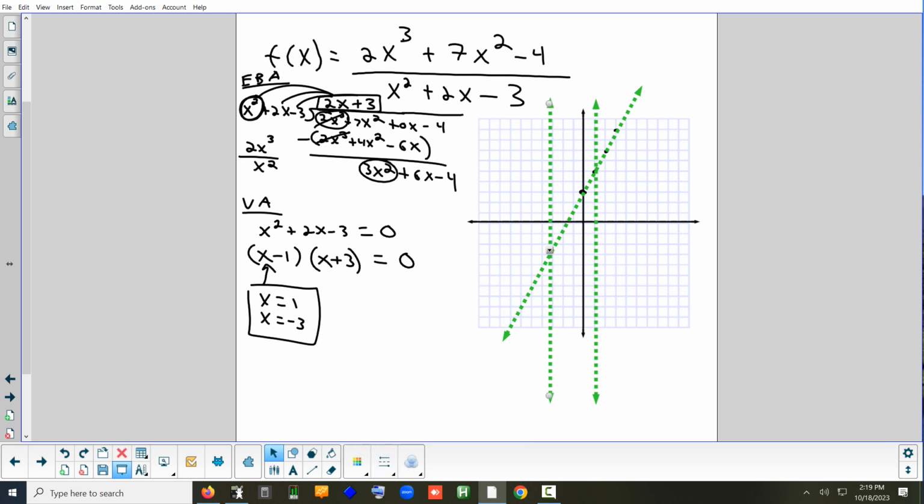And what that does is it kind of divides the graph into different sections. And we usually end up drawing in 3 of them. It's usually like 1, 2, and 3. All right, so now the calculator is what's going to help us do the rest. We're going to use the table, and we'll just plot some points.